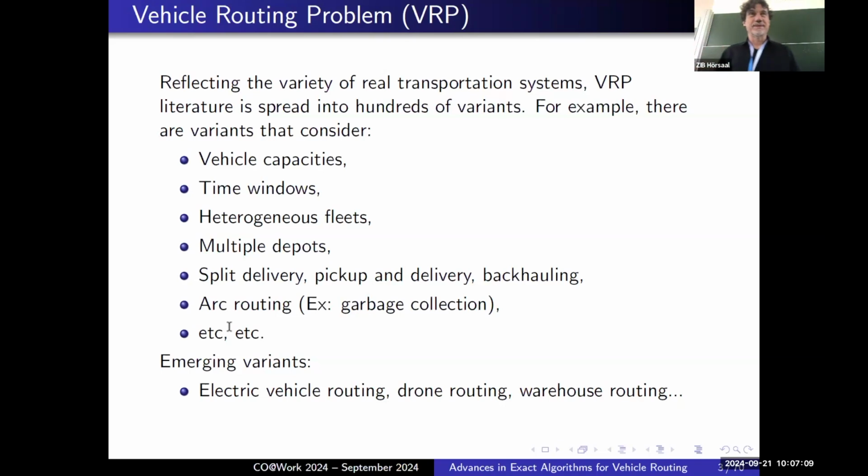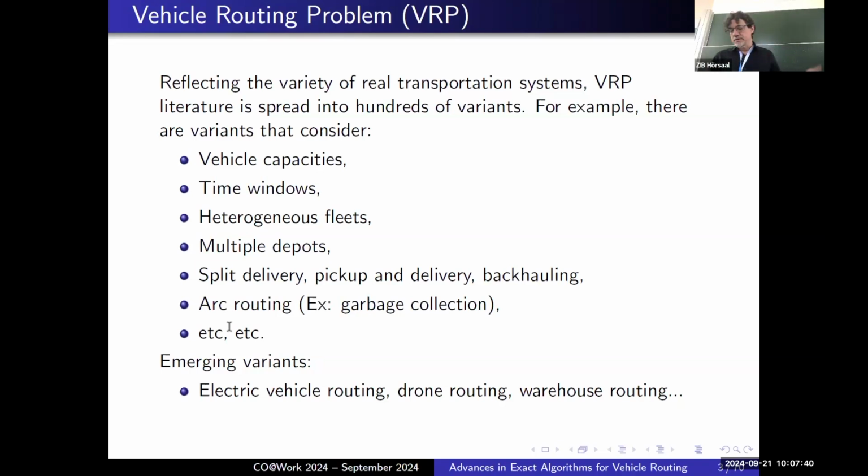We have a heterogeneous fleet, multiple depots, split delivery, pickup and delivery, backhauling. We have a whole family of routing problems. Arc routing, for example, garbage collection or snow removal, where instead of visiting particular points, you have to traverse all the streets in the neighborhood.